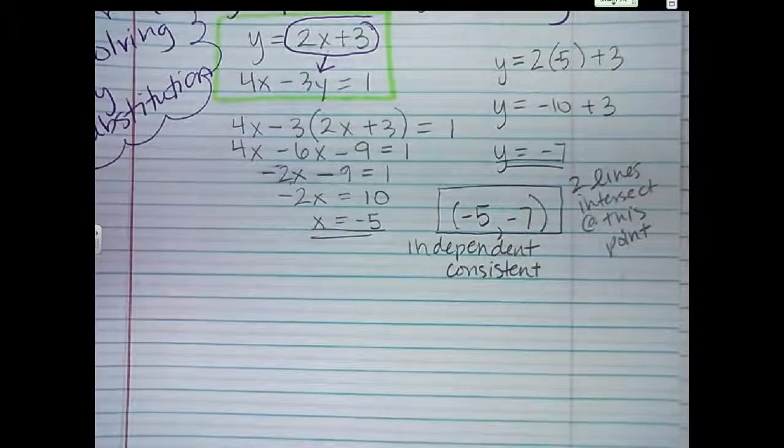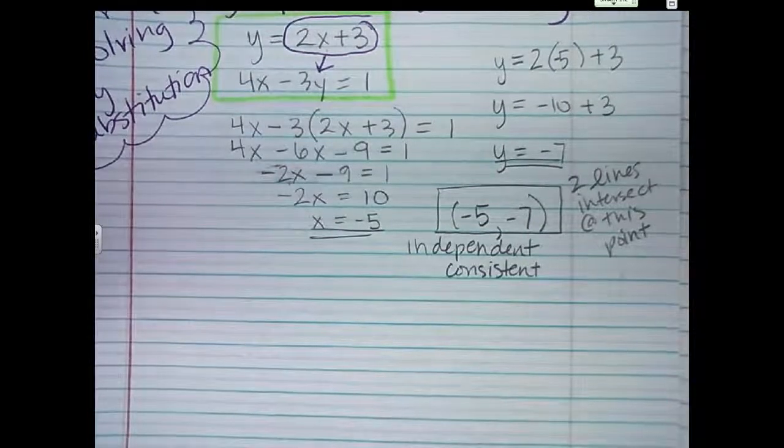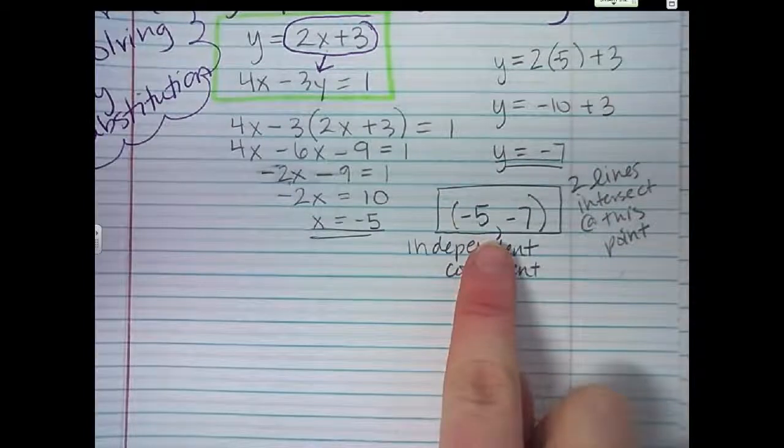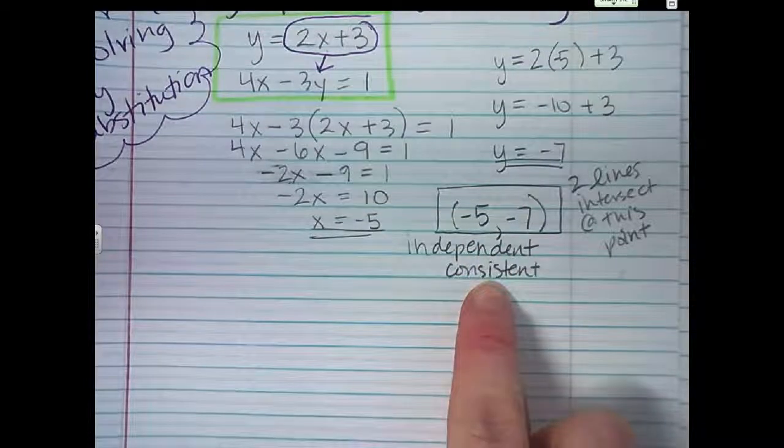Not bad, right? How do you know you know? Because you got one solution. So remember, we have one solution, infinite solutions, and no solution. So one solution is always independent and consistent. So you just have the point where they cross, which is the solution to this system.